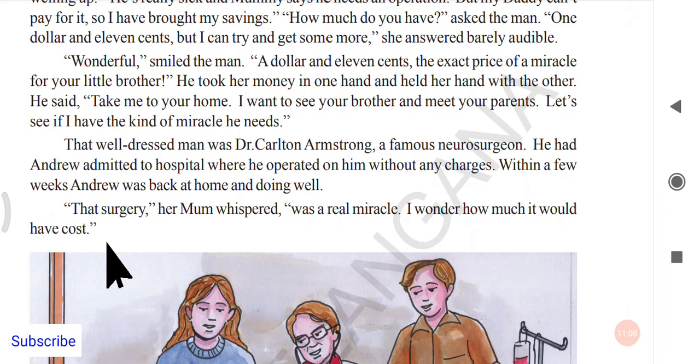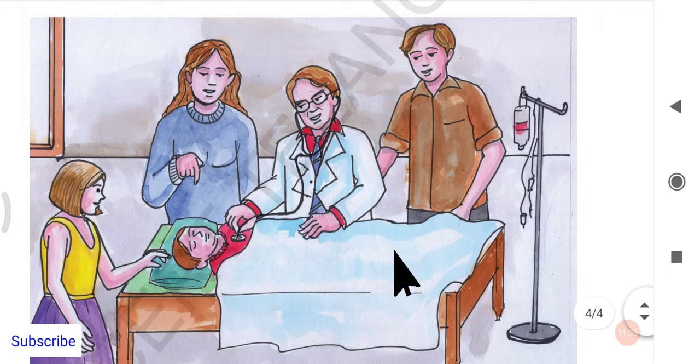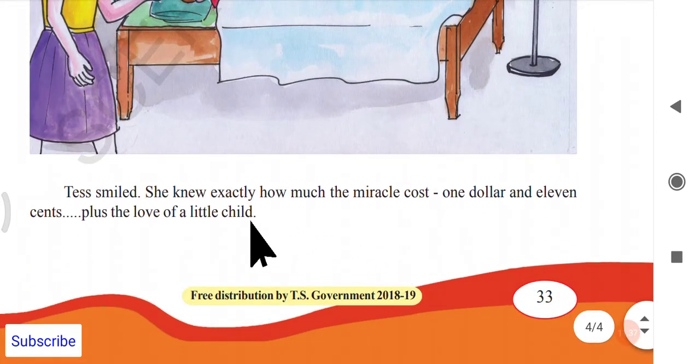Okay, so her mother was still surprised. She was very surprised and not able to digest how this type of miracle could happen. She knew that that type of surgery costs a lot, like thousands of dollars. But still her mother was very much surprised, and she doesn't know how that miracle could happen. Okay, and finally we see a beautiful sentence.